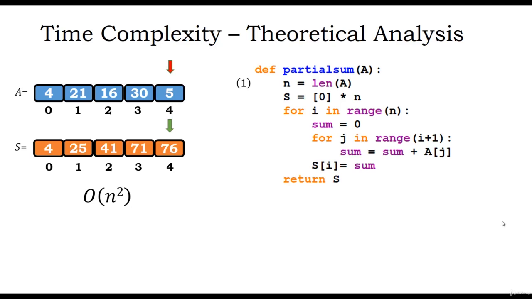The first statement will take constant time since it's an assignment statement. The second statement will also take a constant time. The third statement, that is for loop, will run n number of times. The fourth statement, which is sum equal to 0, will by itself take a unit time or a constant time, but since it's a part of the for loop, it will execute for n number of times. The nested for loop itself will run n times, but since it is within the ith for loop, therefore it will take n into n or n square time for computation.